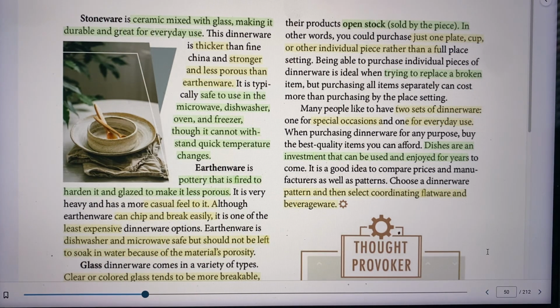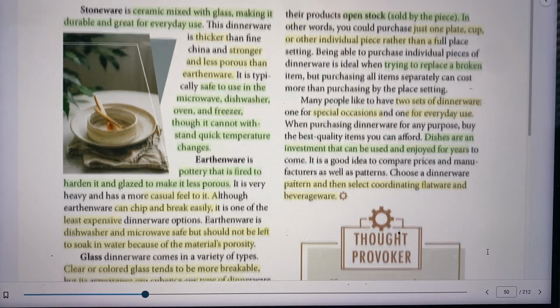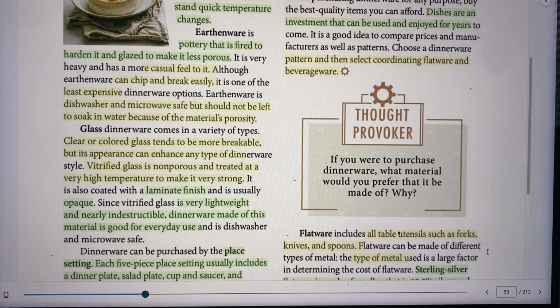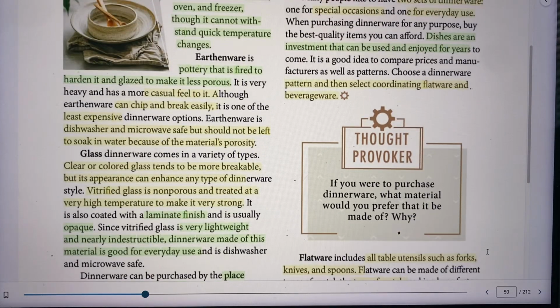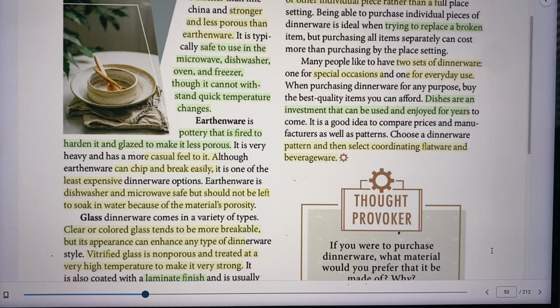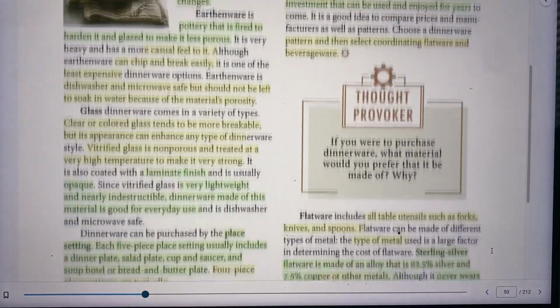So anyway, think of that investment and choose a pattern when you're selecting your flatware, which is your silverware, and beverage ware to go with it, so that it matches and doesn't clash in colors and such.